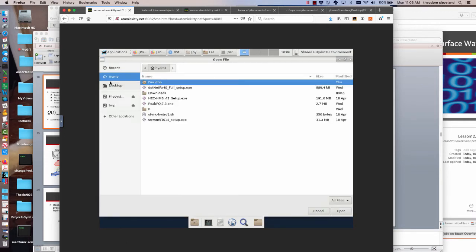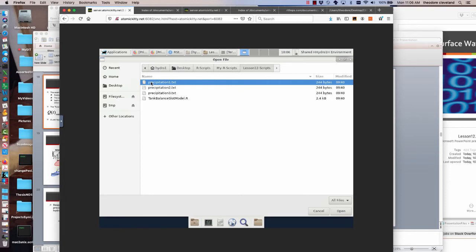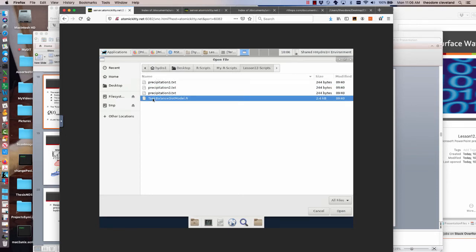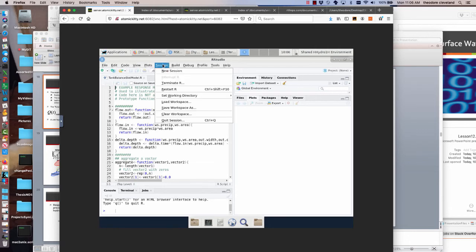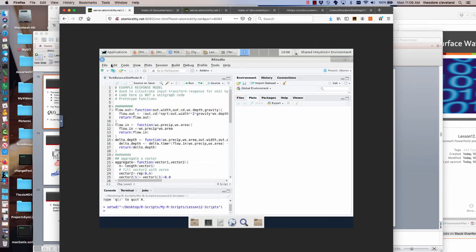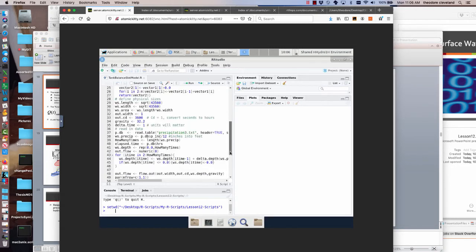So we'll open the file associated with lesson 12, and set the working directory to source file location. Turn that to 1. Let's quickly examine the script.